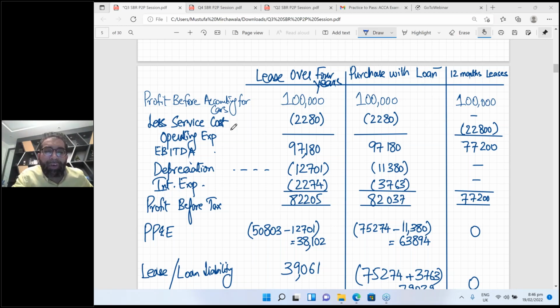Now a little bit of working for the SOFP. This PPE will go in the SOFP. I just told you initially your ROU was 50803, and in the first year you did this much depreciation. So 50803 minus 12701, what will be your year-end NBV? It will be 38103. See, my respected student, this is your year-end SOFP number.